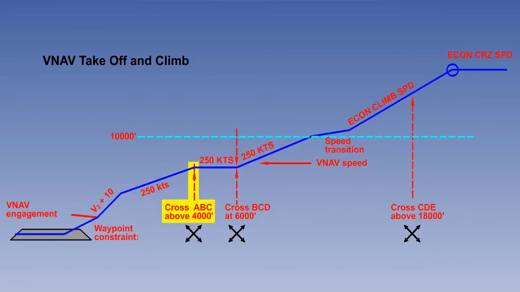We need to cross a radio facility called Alpha Bravo Charlie above 4,000 feet. The computer will have to compute whether, with our present thrust, our airspeed of 250 knots will give us the required rate of climb.